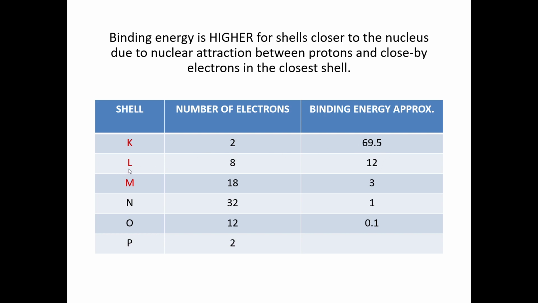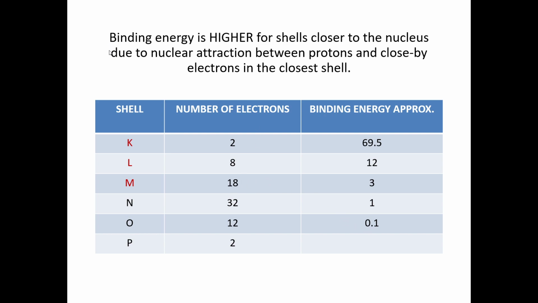So as we move out away from the nucleus, from the K shell, it drops to about 15 to 20% of our original binding energy. So these K shell electrons want to be near the nucleus very badly. As we move out, that gets less and less, out to the point at the P shell where they're barely even held there at all.